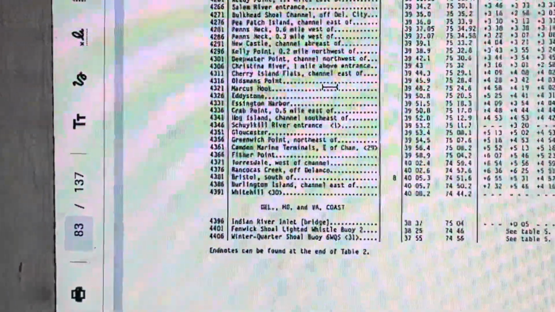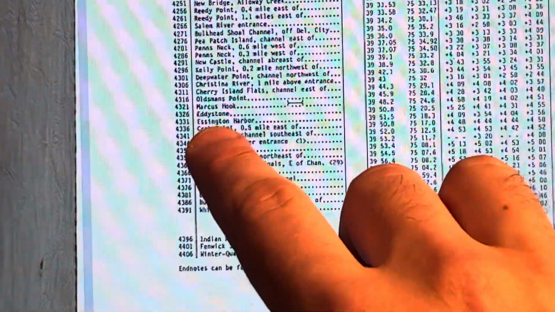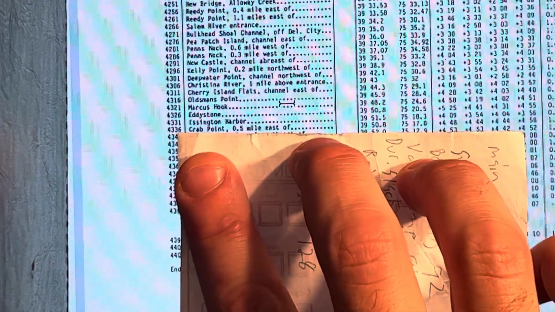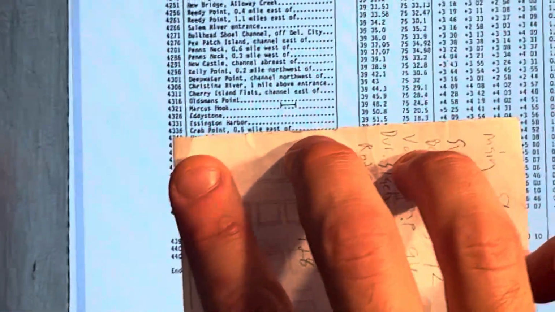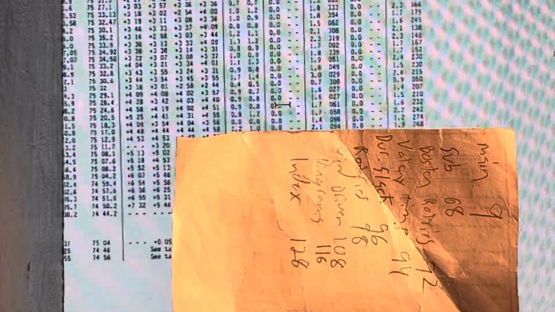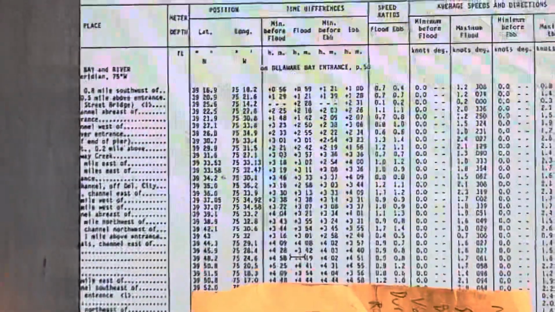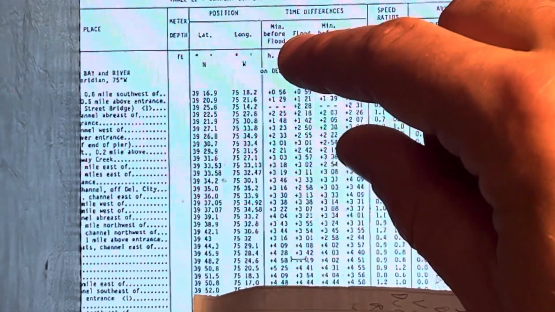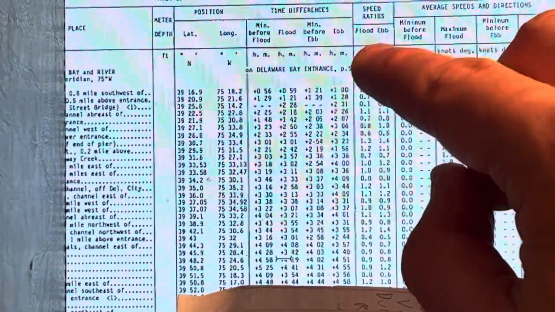Crab Point, there it is again. We'll just try to keep our place there. As you can see, we're copying over a lot more information this time. So remember, what we're getting is the time difference for a minimum before a flood, so a slack water before a flood, time difference for a flood, minimum before an ebb, and then the speed ratios.